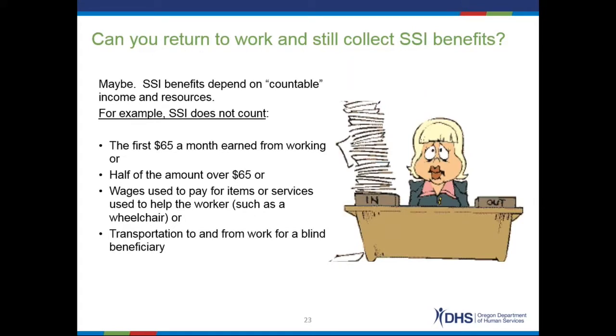Can you return to work and still collect SSI benefits? Maybe. It depends on countable income and resources. SSI doesn't count the first $65 a month earned from working, or half of the amount over $65, or wages used to pay for items or services used to help the worker, such as a wheelchair, or transportation to and from work for a blind beneficiary. So you take all that and you figure out what is countable income.